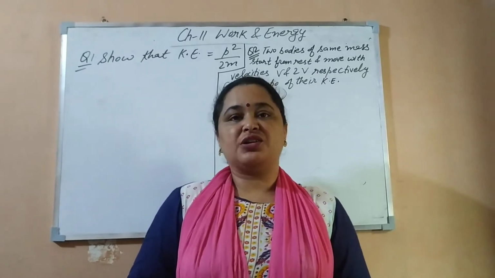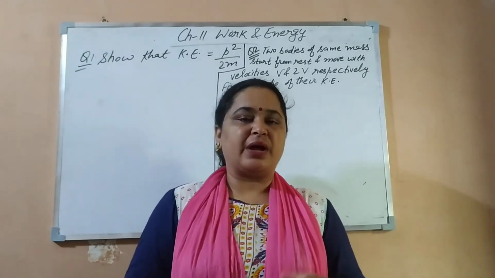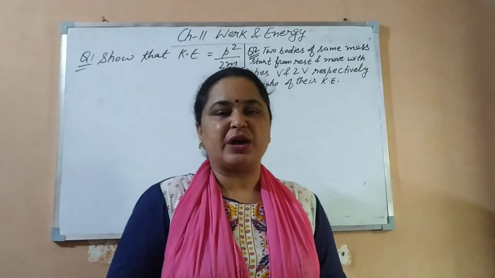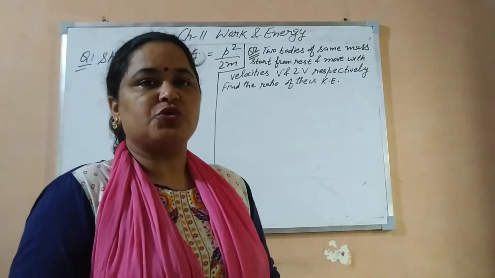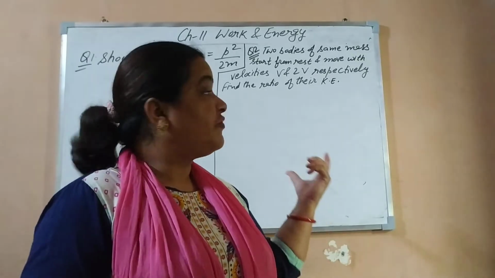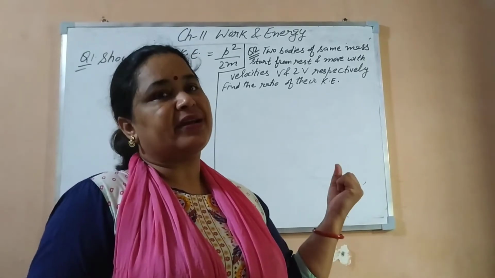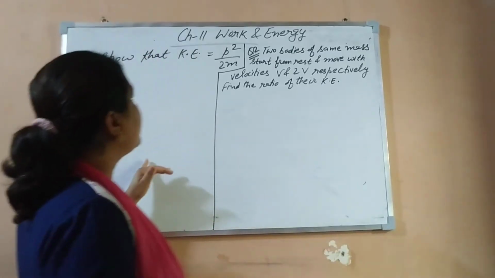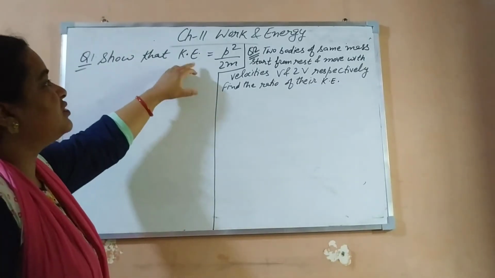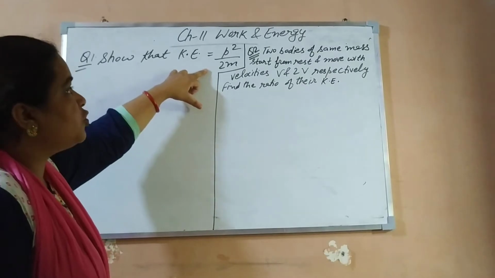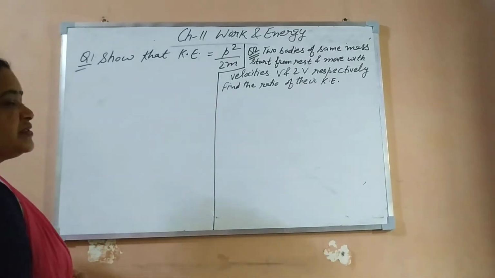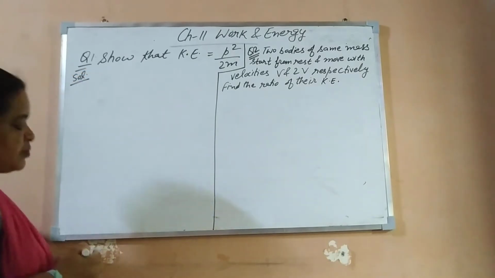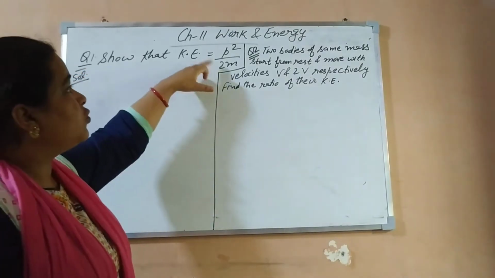So today we will continue with some numericals related to kinetic energy. Earlier we have done numericals from your NCERT. Today we are going to do different numericals which are related to kinetic energy only, but they used to come in CBSE exams. The first one is: show that kinetic energy is equal to P square upon 2m. What is P? P is the momentum. So we have to do this derivation.